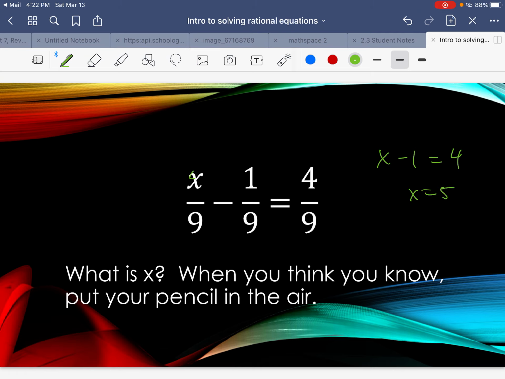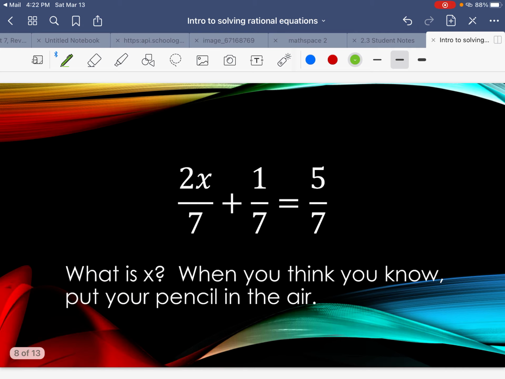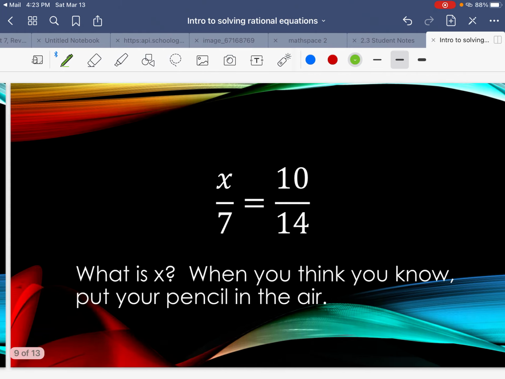And so if you did that, you'd say to yourself, oh yeah, 5/9 minus 1/9 is 4/9. All right, that should make sense. All right, so try to figure out what x is here. All right, so hopefully you got 2x plus 1 equals 5, and so you solve that, take away 1, and you got x equals 2. Okay, because if x were 2, this would become 4/7, and 4/7 plus 1/7 is 5/7.